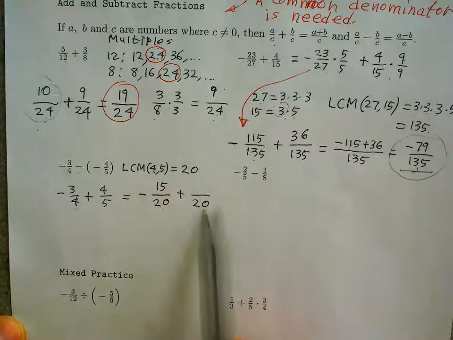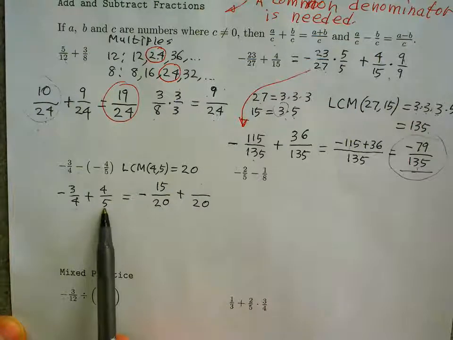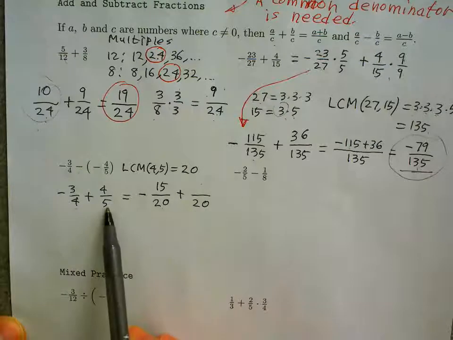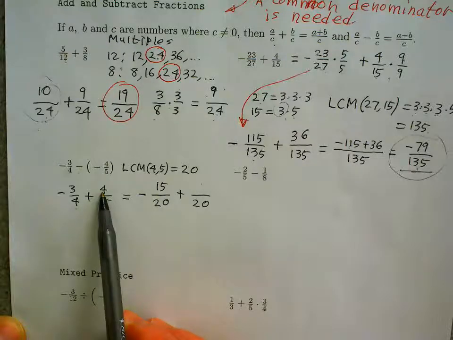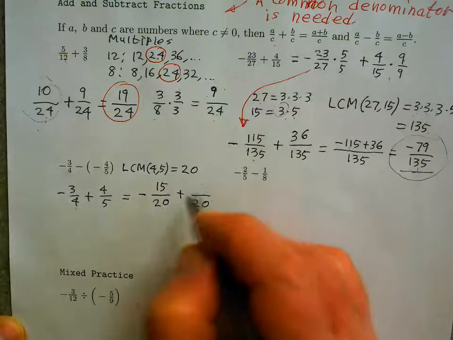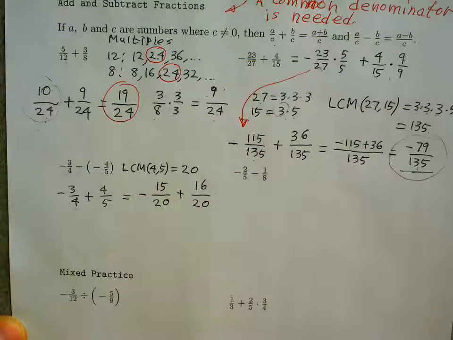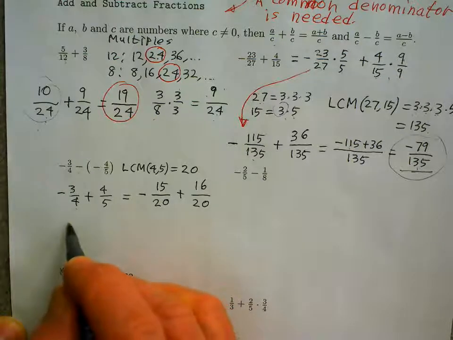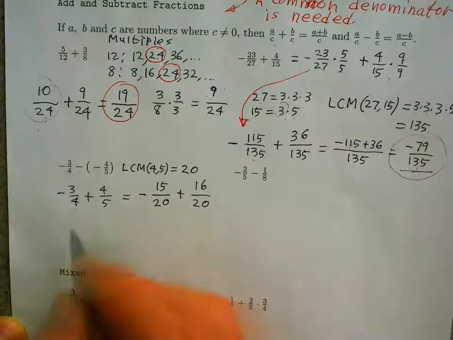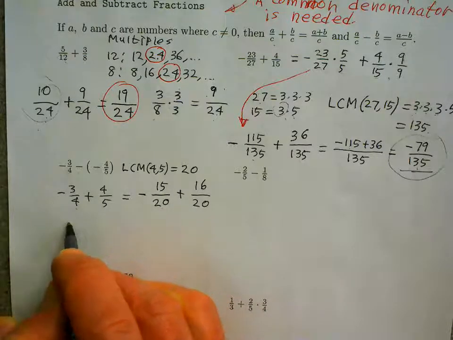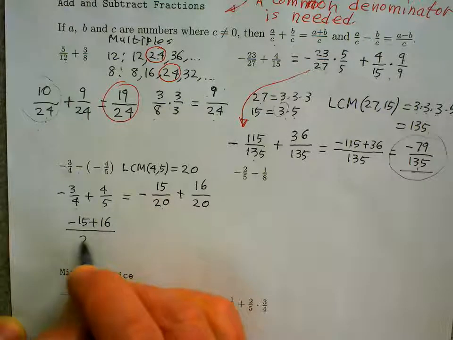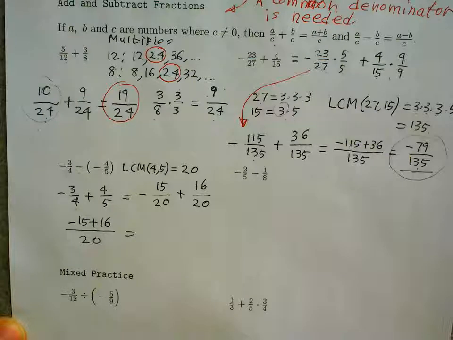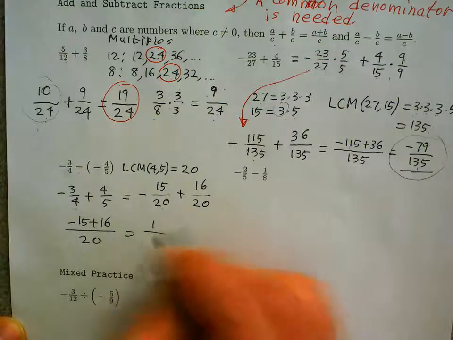And then for the other numerator, well, compare the denominator 5 with 20. If we multiply 5 times 4, we get 20. So that means we should multiply this numerator by 4 also. 4 times 4 is 16. And now that the denominators are the same, we can add the fractions. We can do this directly, or we can put in another intermediate step. We can write in the numerator negative 15 plus 16 divided by 20. And negative 15 plus 16 is 1, so the final result is 1 over 20.